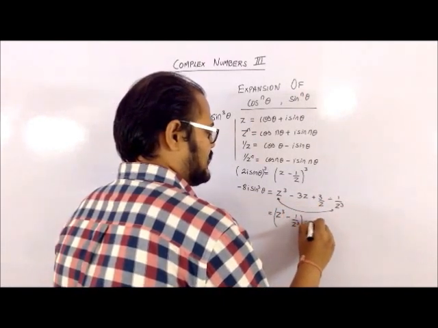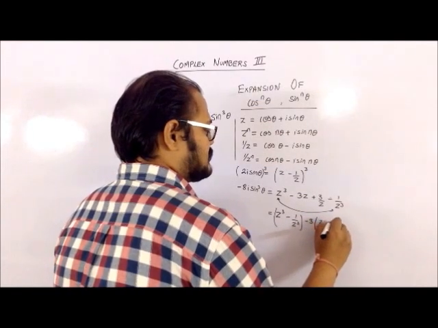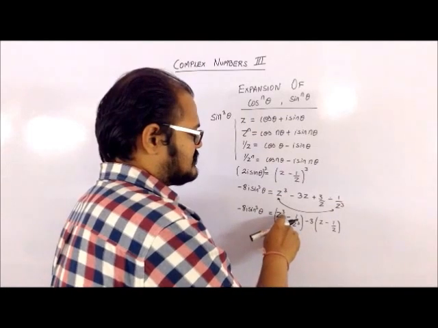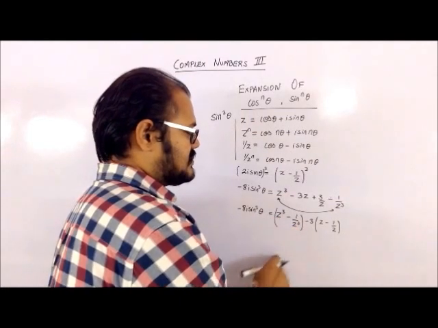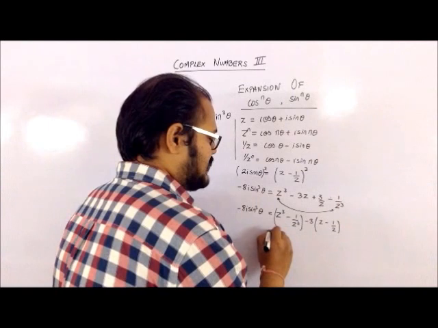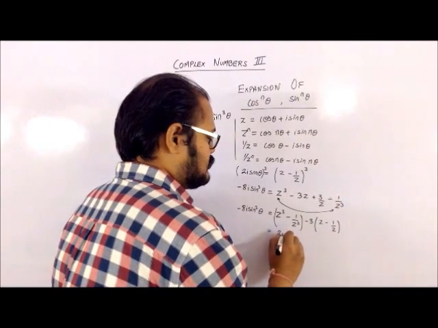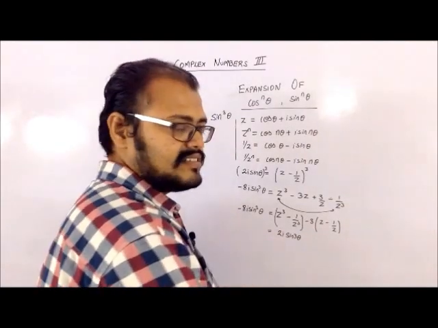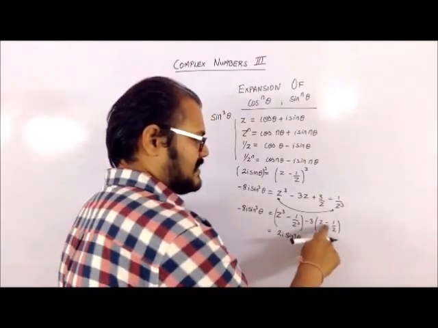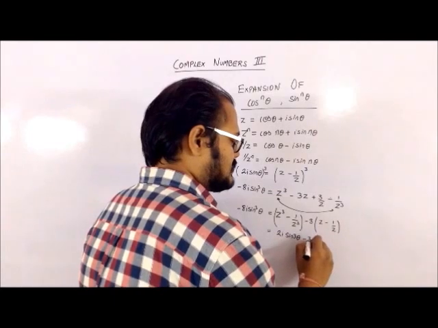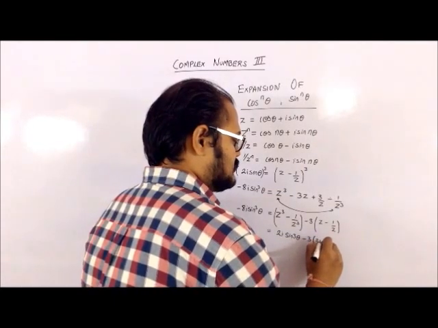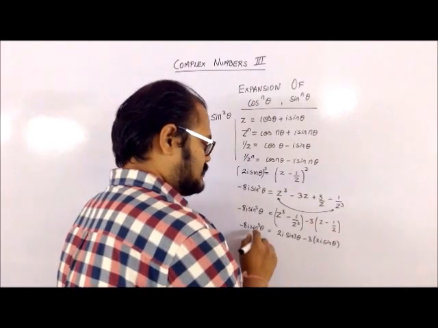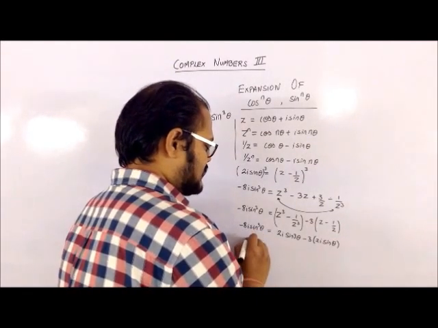From this, if you take minus 3 common, so it becomes, if you see z raised to 3 minus 1 by z raised to 3, it will give me the answer as 2i sine 3 theta. And z minus 1 by z will give me the answer as 2i sine theta. From this I have to find sine cube theta, so my minus 8i goes that side.